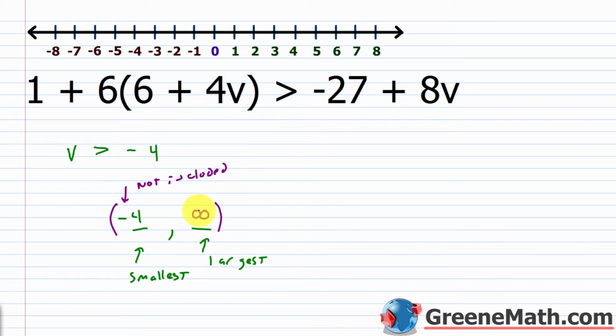Now, graphically, we would show this in a similar way. Negative 4 is not included, so I'd put a parenthesis that faces to the right, and then I would shade everything to the right, everything in the solution region, including that arrow to say, hey, this continues forever and ever. Some people will even put an infinity out here to show that. And additionally, you might see an open circle like this in your textbook. It's open to show that negative 4 is not part of the solution set.